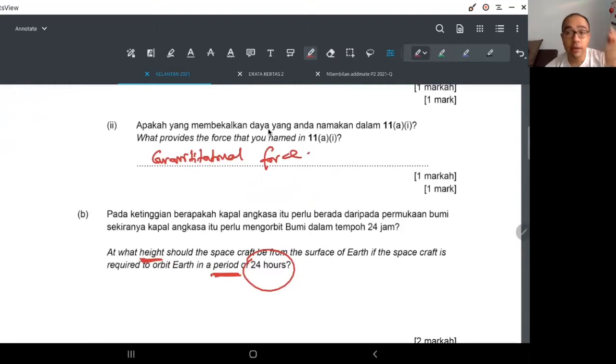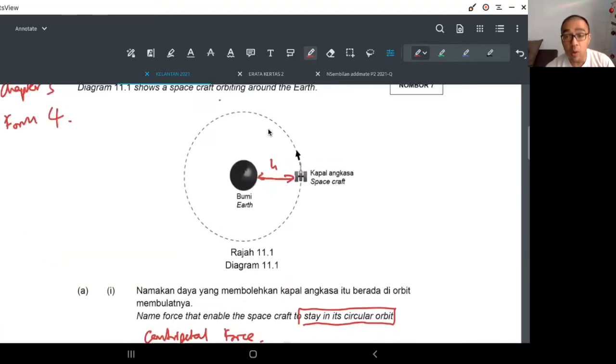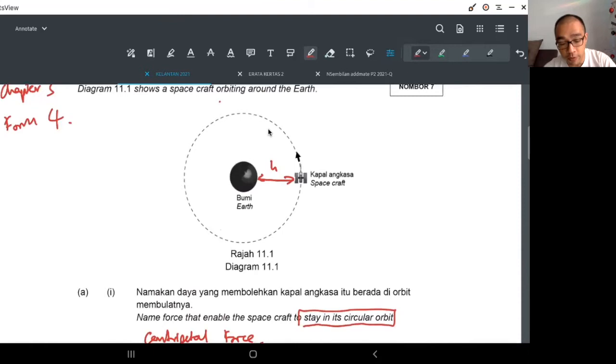Okay, and in the entire Form 4, Chapter 3, there's only one formula that connects the height with the period, which is Kepler's third law formula. So it is T squared equals 4 pi squared over GM times R cubed. Except that the R is a very important thing. I remember all the R's in Chapter 3, Form 4 are from the center of the Earth to the object. So this whole thing is the R.